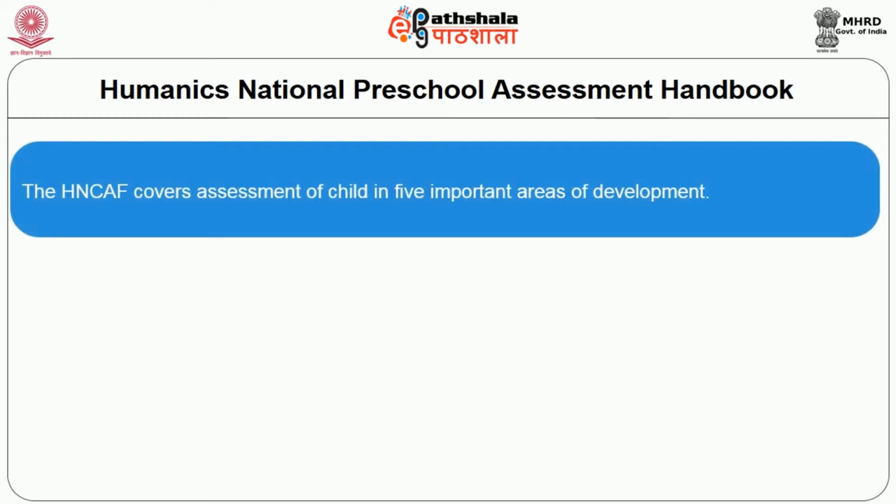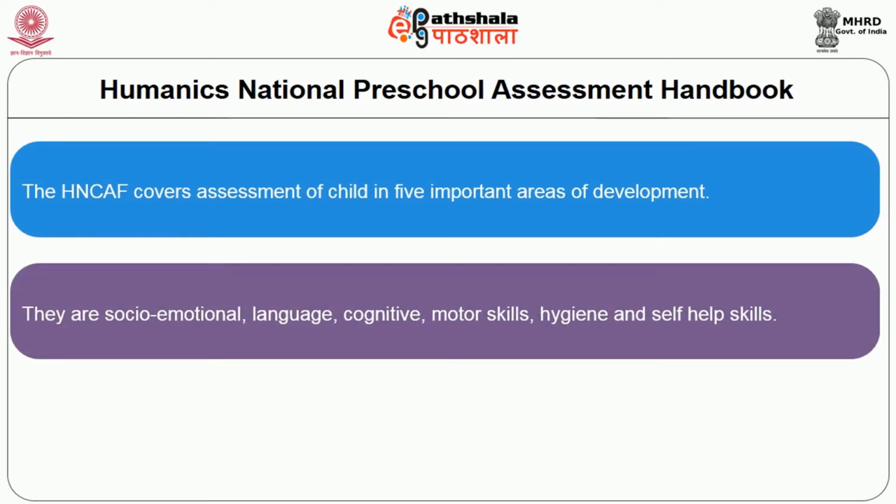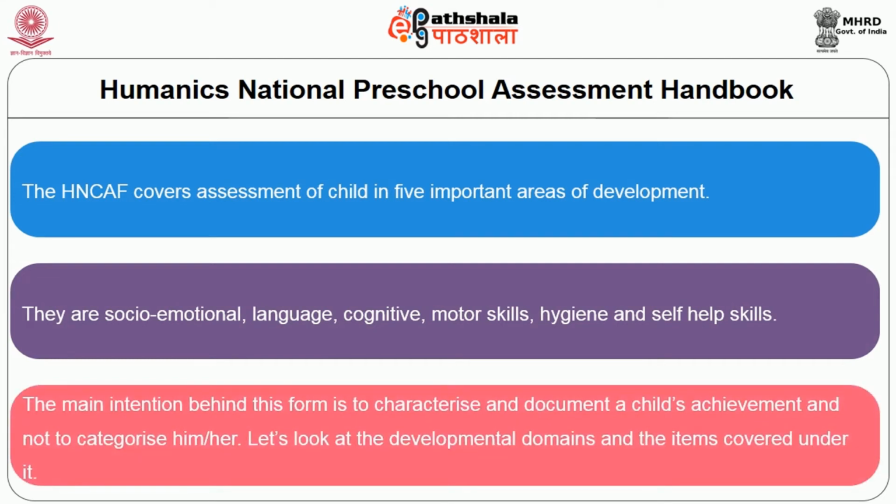The HNCAF covers assessment of the child in 5 important areas of development. They are socio-emotional, language, cognitive, motor skills, hygiene and self-help skills. The main intention behind this form is to characterize and document a child's achievement and not to categorize him or her. Let's look at the developmental domains and the items covered under them.